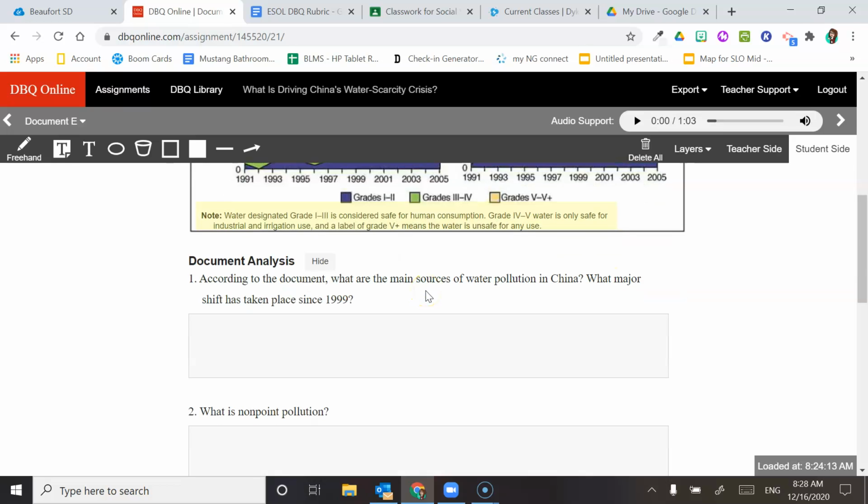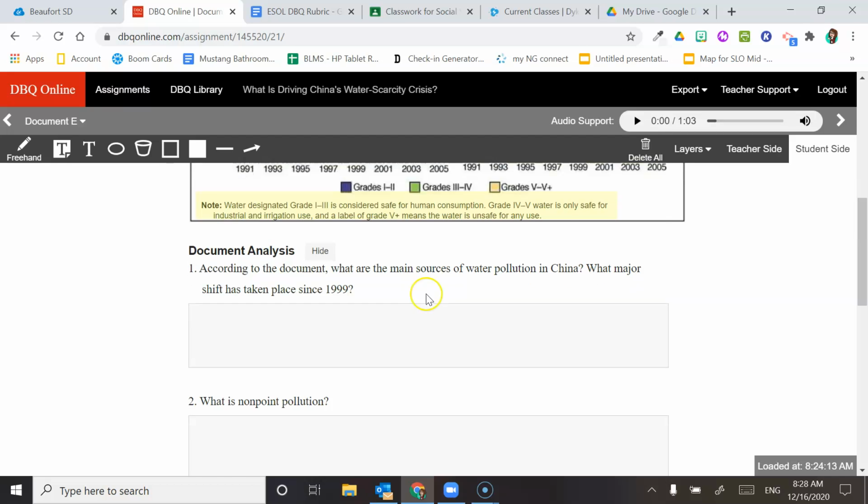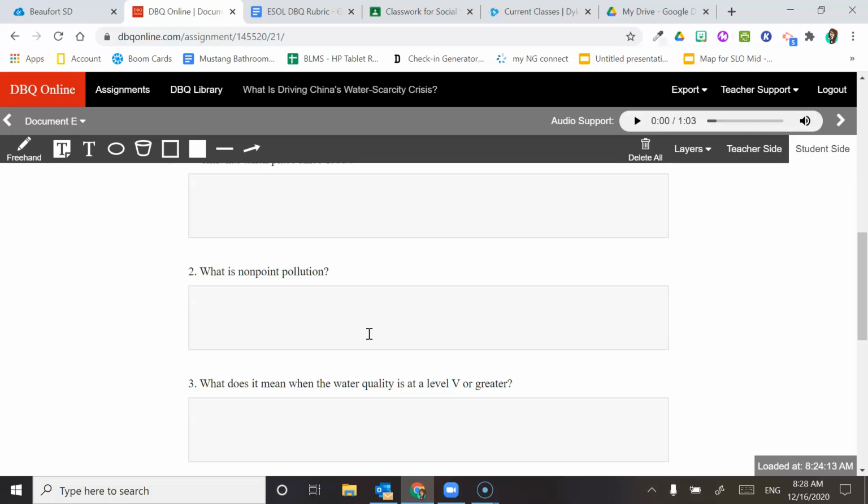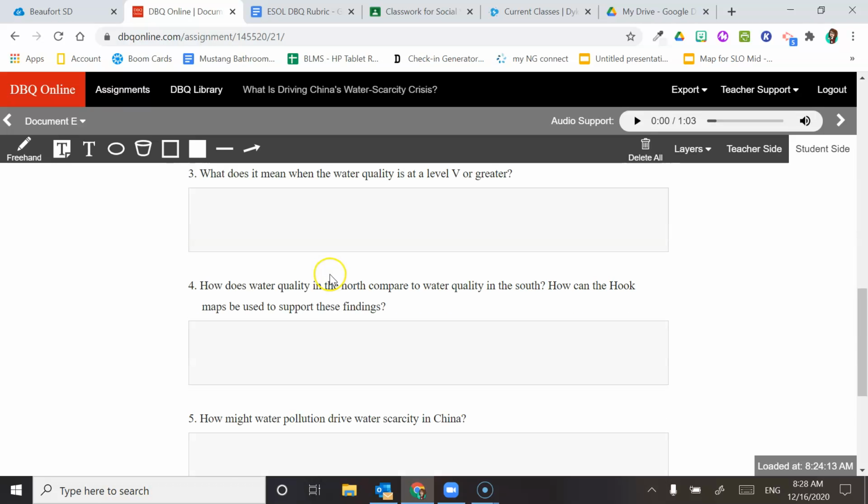So according to the document, what are the main sources of water pollution in China? Well, we saw that the main sources of water pollution in China are household waste. The major shift that has taken place since 1999 is that it has shifted from a major source being factories to a major source being houses. Non-point pollution is pollution that's not dumped directly in, but it's washed in by the rain and things like that. Water quality at a level 5 or higher just means that the water is not safe for any use.